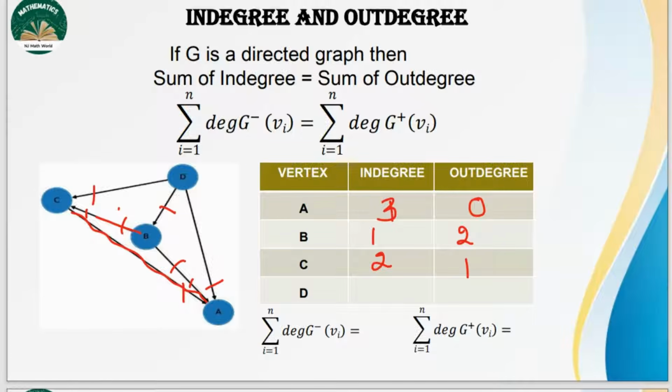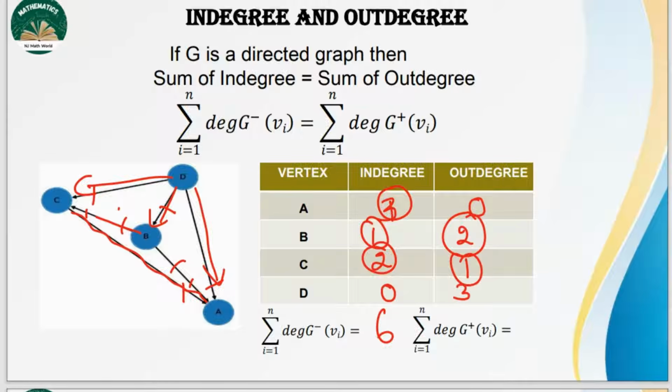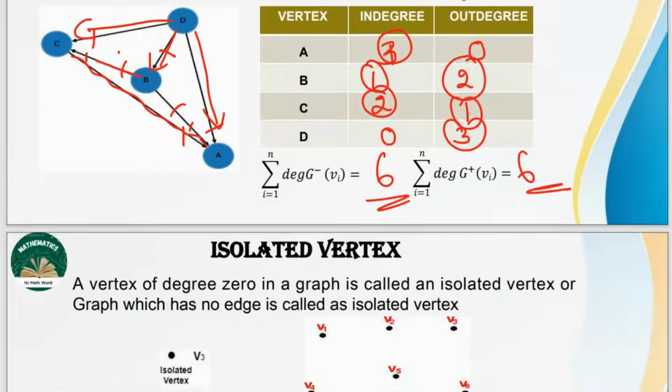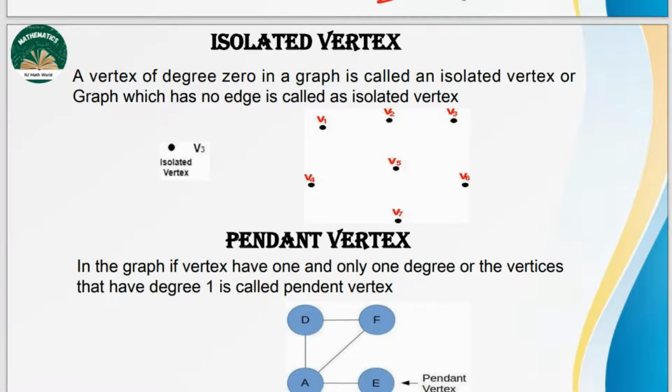Then for D, all 3 are going out, so it is 3 out degree, and here it is 0 in degree. So if you add this, it will be 3 plus 1 is 4, 4 plus 2 is 6. So this will be 6. Then 2 plus 1 will be 3, 3 plus 3 will be 6. So the sum of in degrees will always be equal to the sum of out degrees according to the property. Then what is meant by an isolated vertex? A vertex of degree 0.